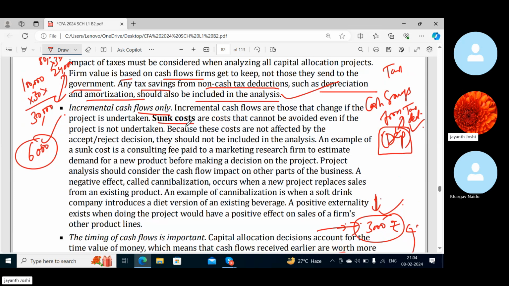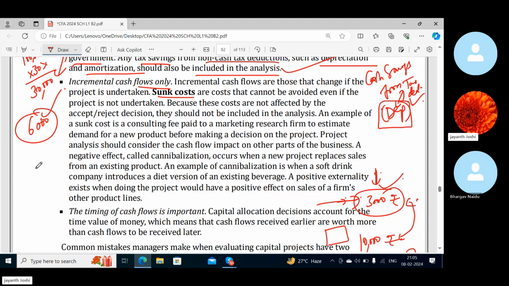That means depreciation. There are certain expenses whereby you don't have any kind of control over them. Those are irrelevant. That means even though you perform certain activity or you don't perform certain activity, these expenses you have to incur, like depreciation, like research expenditure. These are two sunk costs. So sunk cost: depreciation, research expense. Okay, now you have to consider certain more things, that is a negative effect called cannibalization.